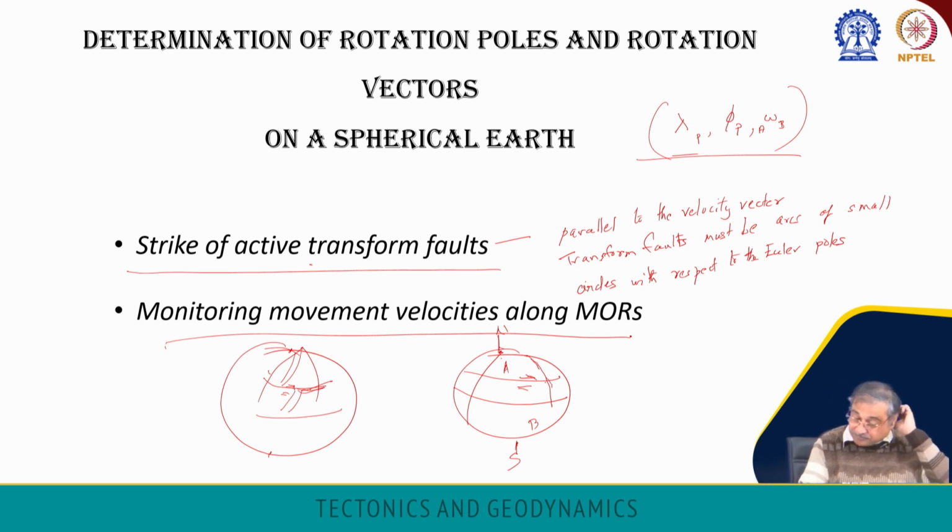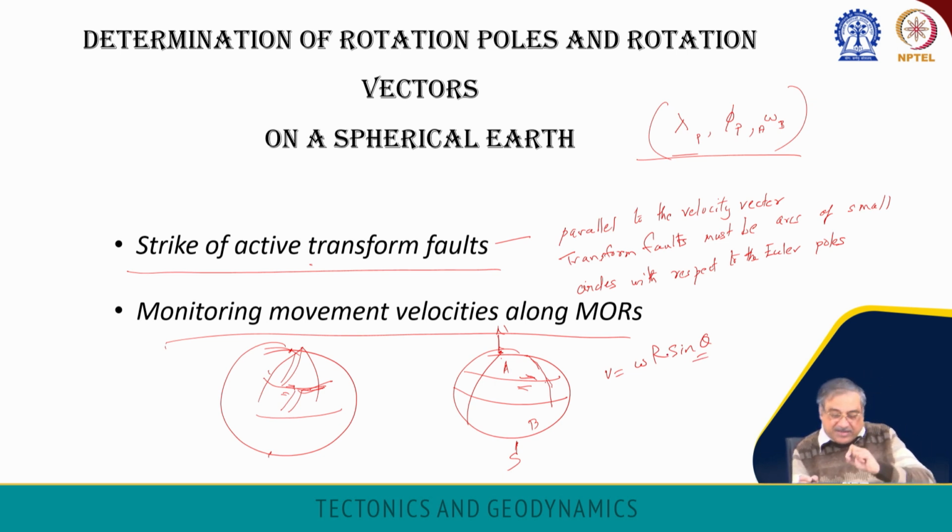However, we can also do this by monitoring the movement velocities along MORs. For example, we know that the velocity of movement varies as V equals omega r sine theta. So, we know that the magnitude of the velocity varies as theta. So from this itself, we know that along, say, a mid-oceanic ridge separating two plates, the linear velocity will vary according to this formula.